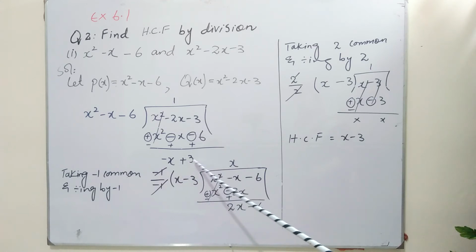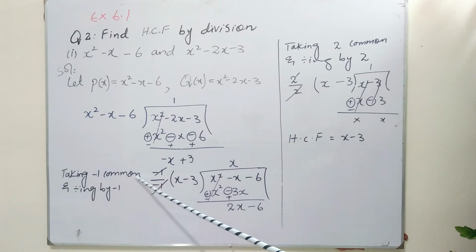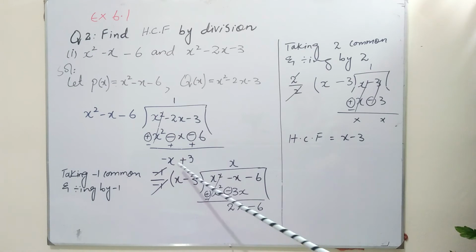Now there is no common factor, but the first term has a negative sign before it. Whenever the first term has a negative sign before it, we will take minus 1 common and divide by minus 1 to remove this negative sign. So when we take minus 1 common and divide by minus 1, we are left with x minus 3. After taking minus 1 common, this becomes x and this becomes minus 3. Now this is x minus 3.